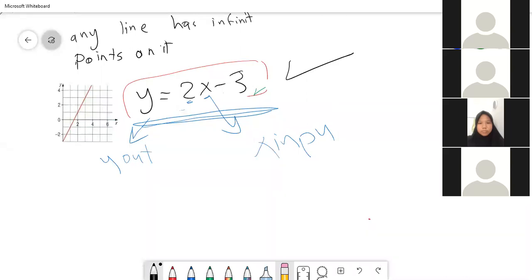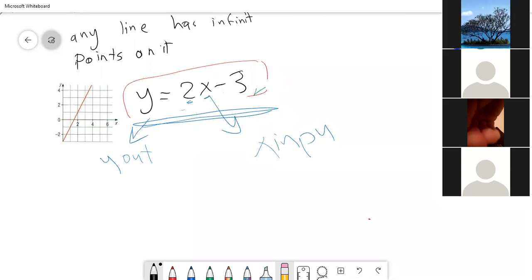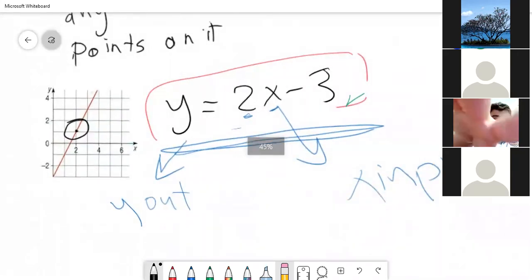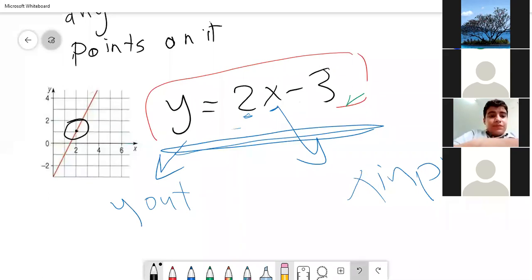Any straight line has a function. This time the function is 2x minus 3, in the case of this line only. Why? Because if you take this point, for example, this point on the graph, on the coordinates. Do you see it now?